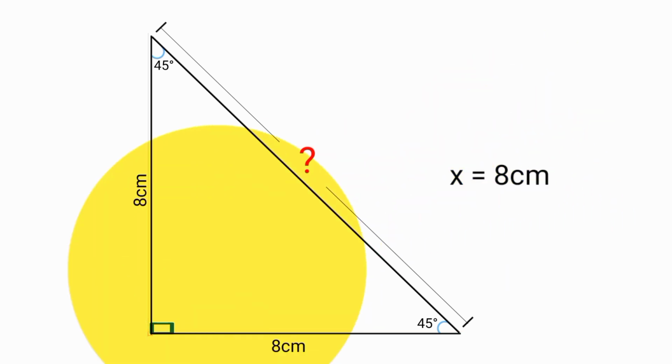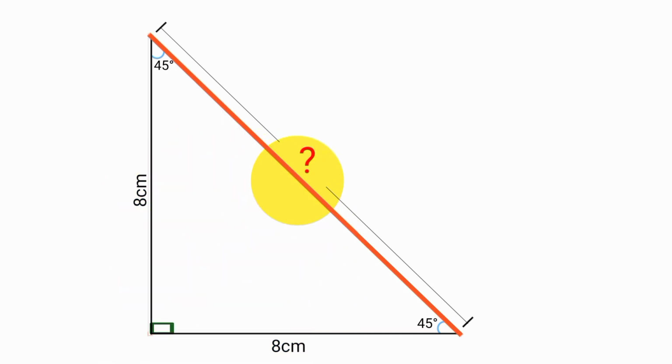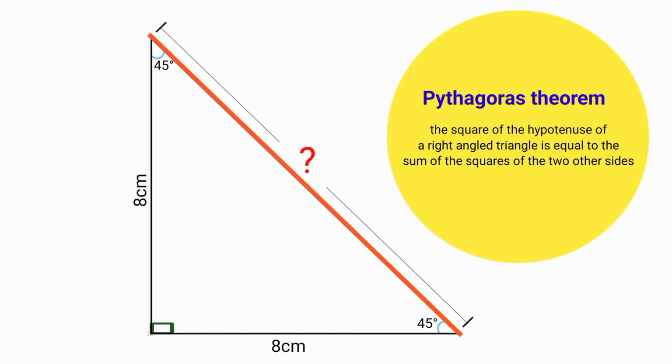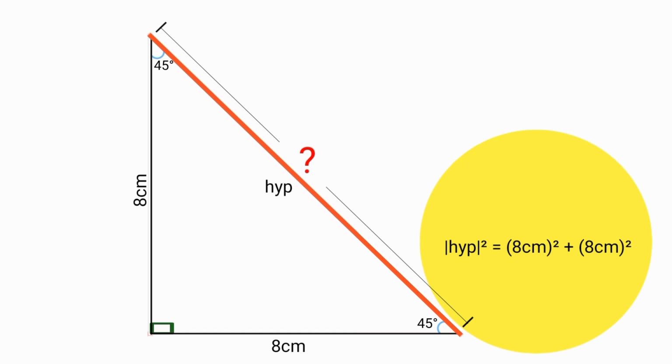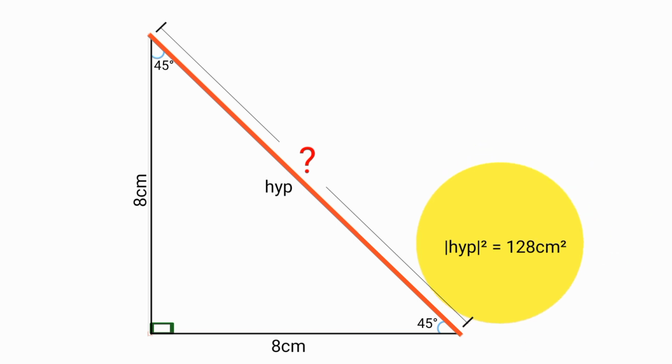Substituting here now, to find the length of this side here, we can use the Pythagoras theorem, which says the square of the hypotenuse of a right angle triangle is equal to the sum of the squares of the two other sides. The hypotenuse is the side facing the right angle, which is this here. Now applying the Pythagorean theorem, hypotenuse squared equals 8 centimeters squared plus 8 centimeters squared. 8 centimeters all squared is 64 centimeters squared. 64 plus 64 is 128 centimeters squared. So hypotenuse squared equals 128 centimeters squared.